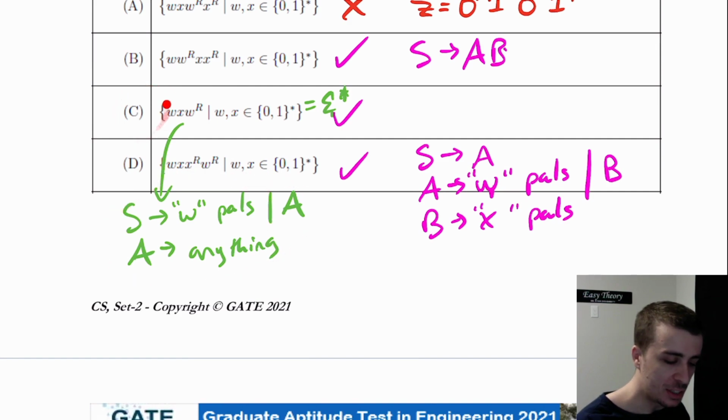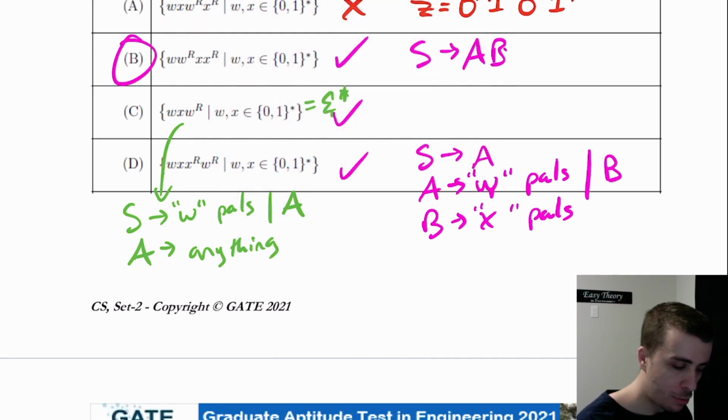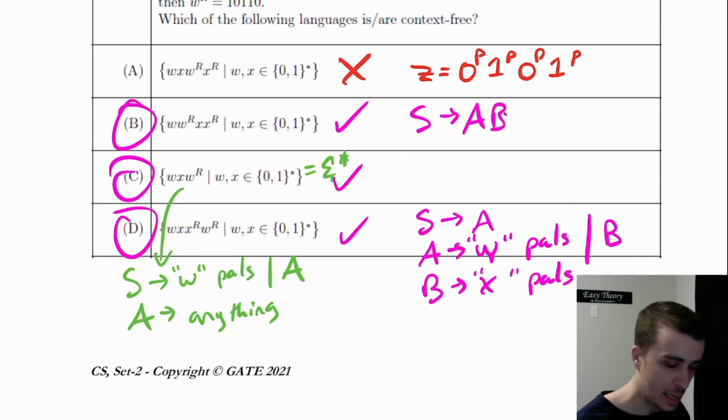So C is sigma star, and hence is regular, therefore is context-free. So all three of these are context-free. And A right here is not context-free.